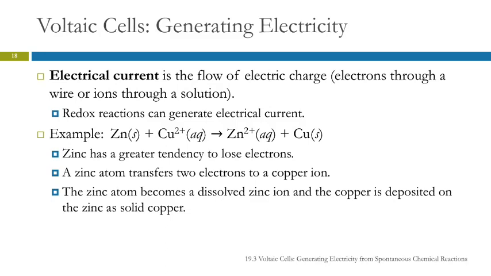An example is a reaction between zinc metal and copper 2 ions. Zinc has a greater tendency to lose electrons than copper does, so a zinc atom will transfer 2 electrons to a copper ion. The zinc then becomes a dissolved ion, and that copper ion becomes a copper atom, which is deposited on the zinc surface as solid copper.